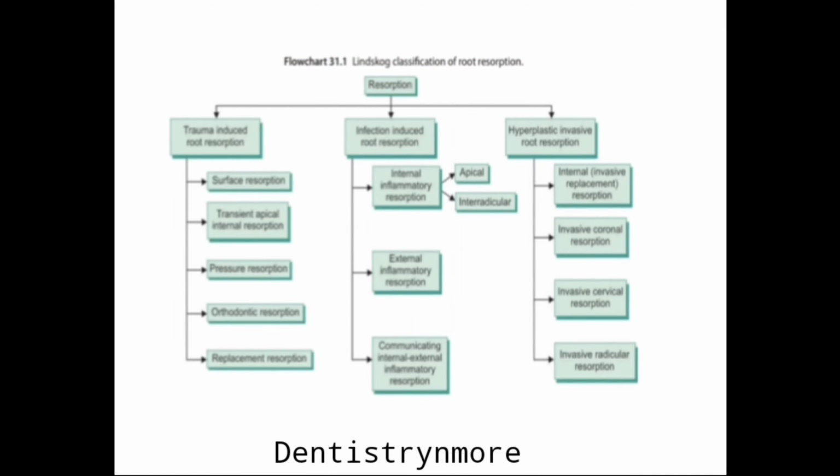This is the classification of root resorption. It is classified into three types: trauma-induced root resorption, infection-induced root resorption and hyperplastic invasive root resorption. In trauma-induced, there is surface, transient, apical, internal, pressure, orthodontic and replacement resorption. In infection-induced, there is internal inflammatory, external inflammatory and also communicating internal and external inflammatory resorption. And lastly, hyperplastic includes internal resorption, invasive coronal resorption, invasive cervical resorption and invasive radicular resorption. So this is the classification of root resorption.